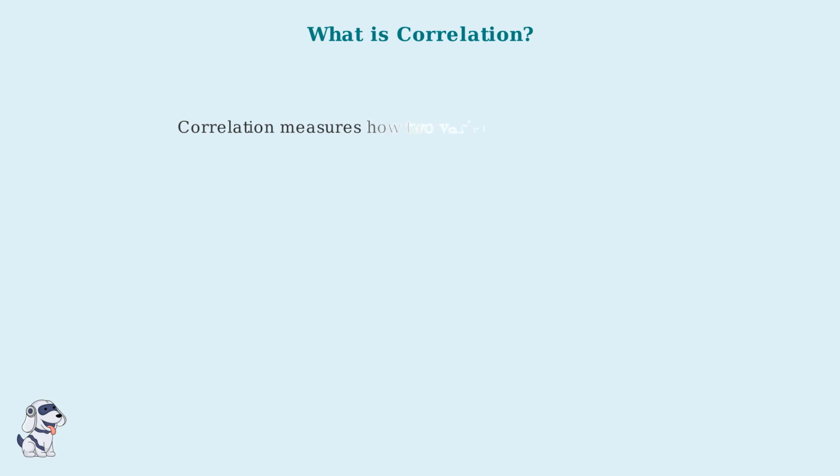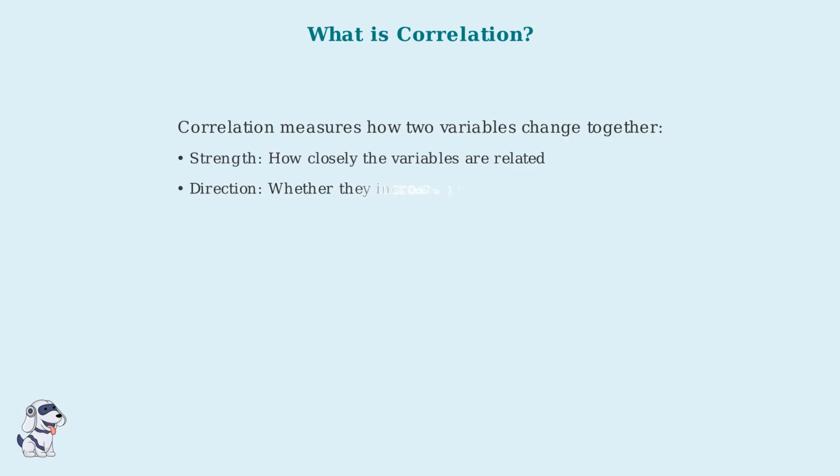Correlation tells us two important things about the relationship between variables: the strength of the relationship, which shows how closely the variables are connected, and the direction, which tells us whether the variables tend to increase or decrease together.